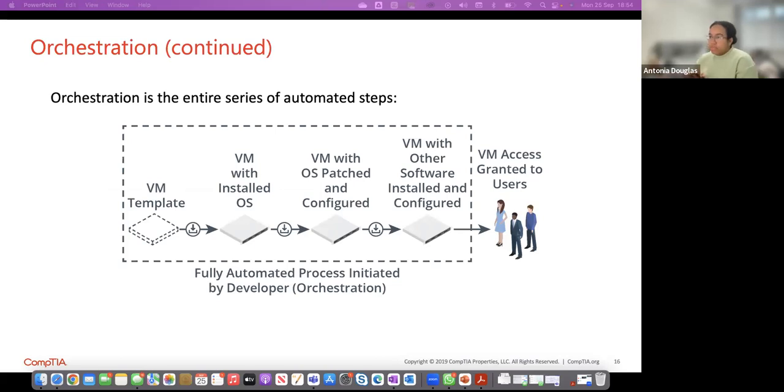And this is essentially what it would look like. Orchestration is the entire series of automated steps. So that VM template that would come up in your design, what requirements do you have for that? Installing the OS, patching and configuring the OS, installing and configuring, and then ultimately, once your model is ready and you're ready to go live, allowing user access.